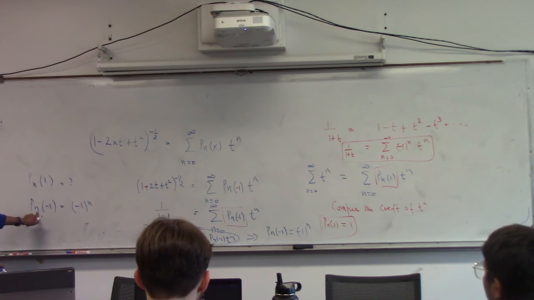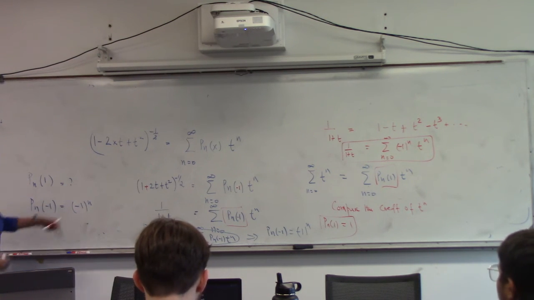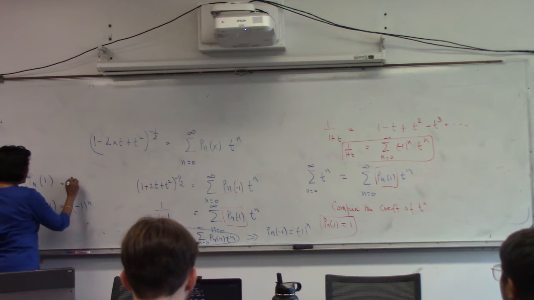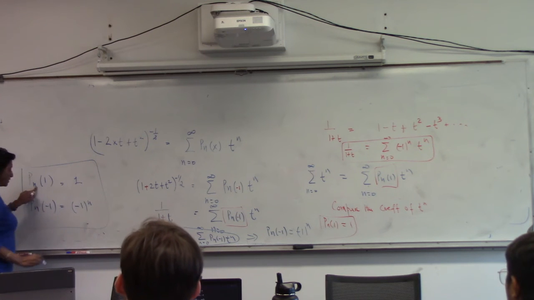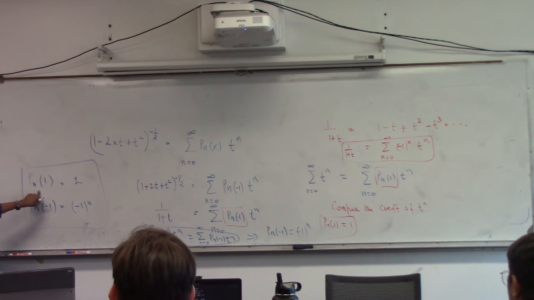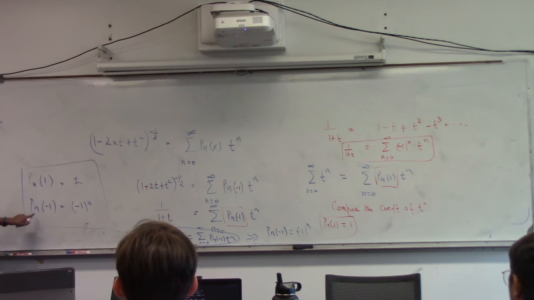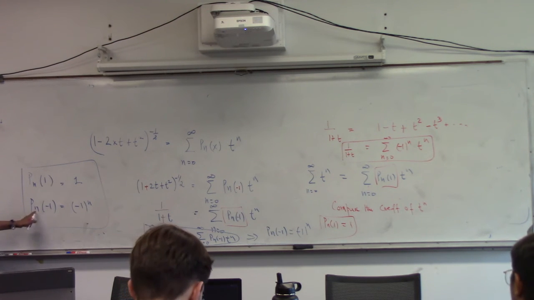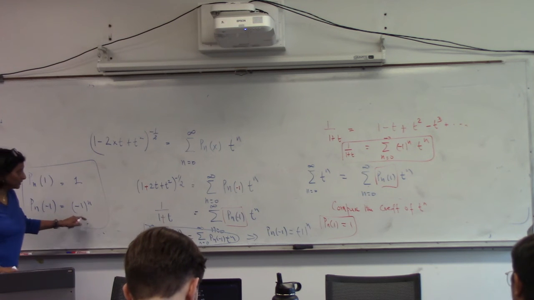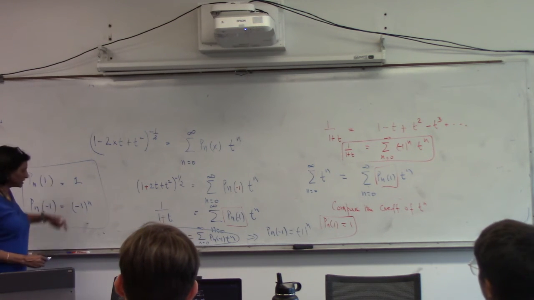So it sort of alternates, right? Pn(1) is 1 for all n, whether it's P0(1), P2(1), P3(1), it's always 1, okay? Whereas this one seems to be changing sign. So that is the property of the Legendre polynomial.